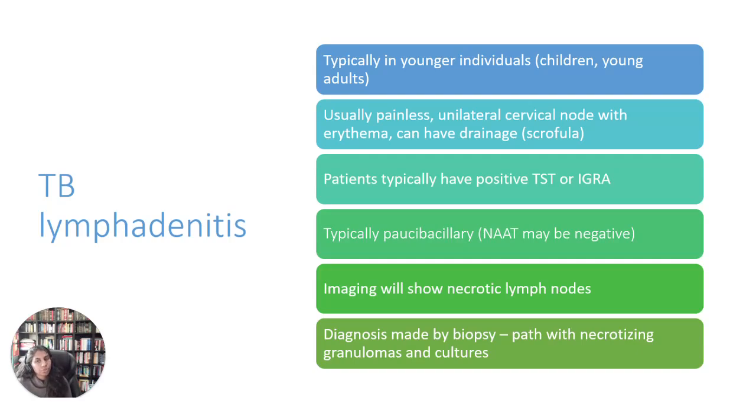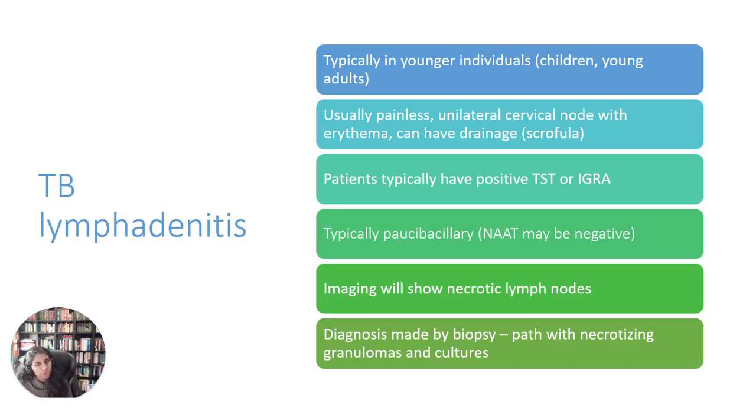It presents with a painless unilateral cervical lymph node with erythema overlying, sometimes with drainage, which is then described as scrofula. Patients typically have a positive tuberculin skin test or interferon gamma release assay. TB lymphadenitis is typically paucibacillary, so the smear and the molecular diagnostics, the NAT, may be negative from a sample, but the culture typically will turn positive.